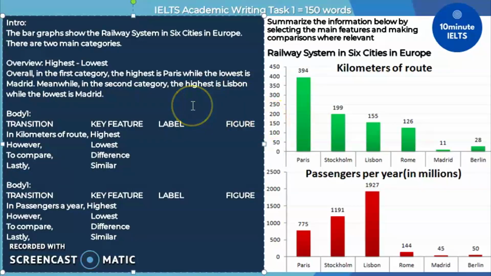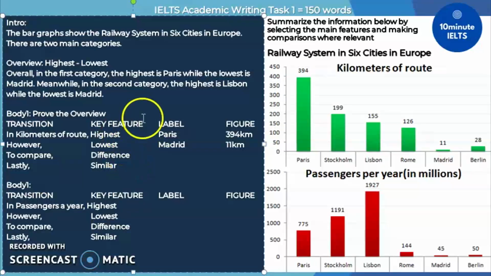After we're done with the overview, we can move on to the body, which needs to prove the overview. And so I've listed down transitions, as well as the key features you can give in each body to prove the overview, starting with the highest, which is Paris, with a figure of 394 kilometers. The next key feature is the lowest, which is Madrid, at 11 kilometers. Then we can compare the two.